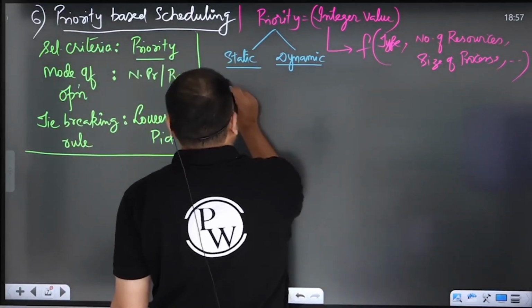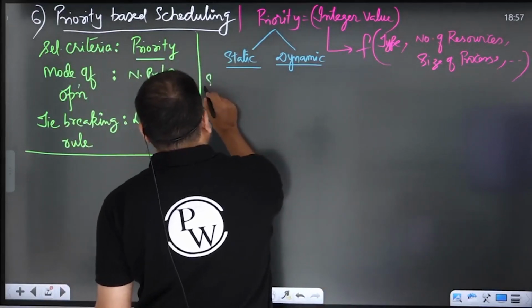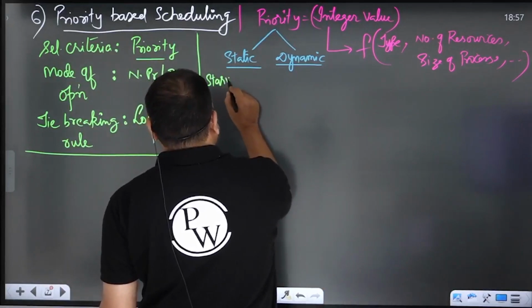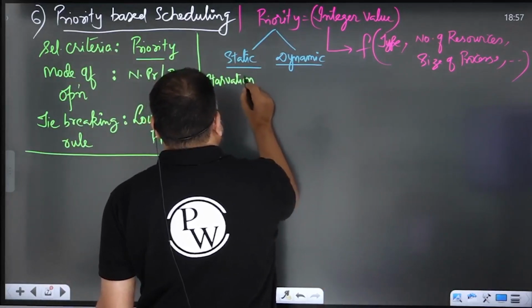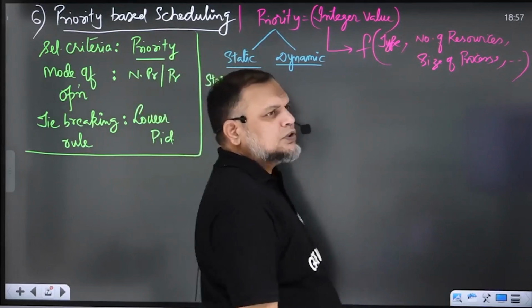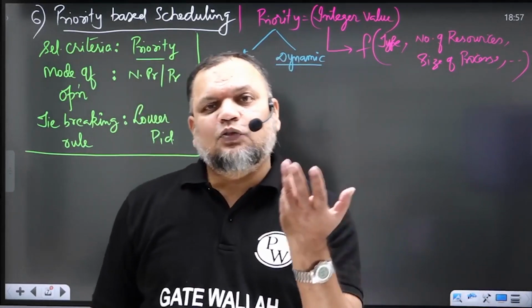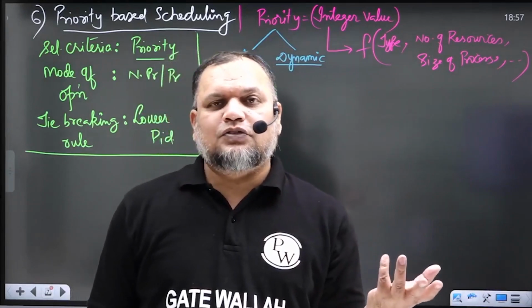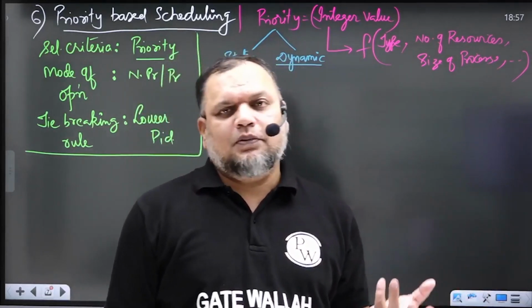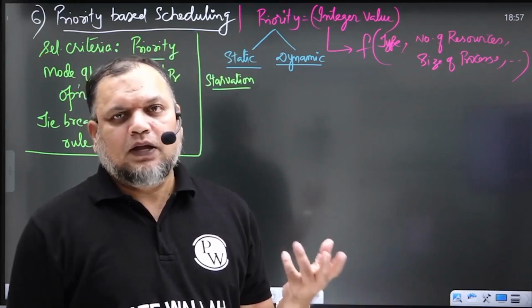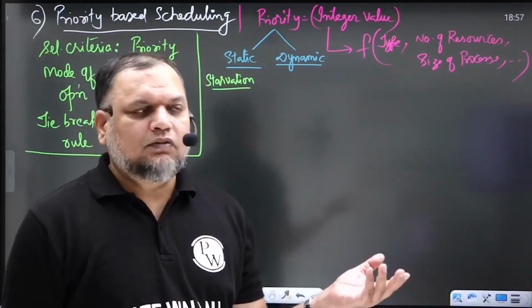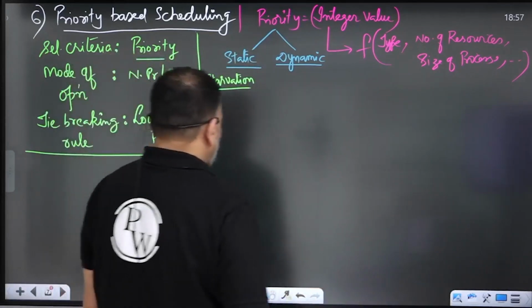So inherently, what is the drawback that we are going to get with static priority? The drawback with static priority naturally will be starvation. Starvation to whom? Those processes which have low priority. Low priority processes would definitely suffer from the problem of starvation when I go for a static priority. Okay? To overcome the problem of starvation, we go for dynamic priority.